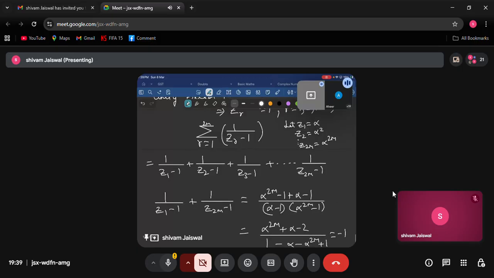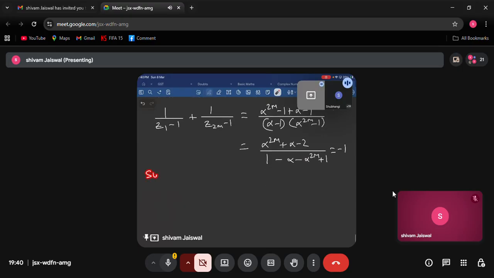So that means if I add the first and the last term, I am getting minus 1. Similarly, if I add second and second last term, what will I get? Minus 1. If I add third and third last term, same thing, minus 1. If I add fourth and fourth last term, minus 1. How many terms are there? There are n pairs, right?